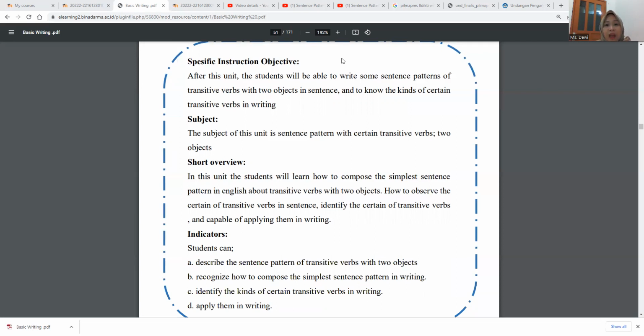At the end of this class, you are able to describe the sentence pattern of transitive verbs with two objects, how to create a sentence pattern with two objects, and then second, how to recognize and compose the simplest sentence pattern in writing, and then to identify the kinds of certain transitive verbs in writing, and the last one, you are able to apply them in writing, in an essay or in a composition. So please listen to my explanation carefully.